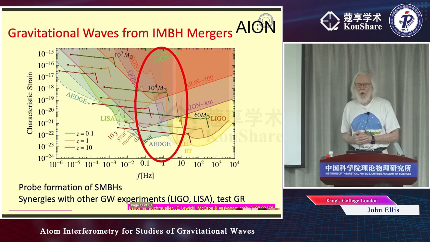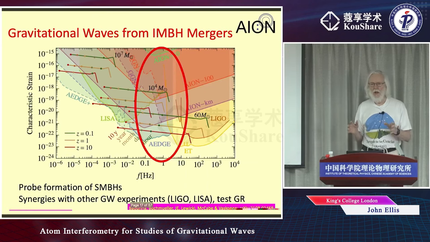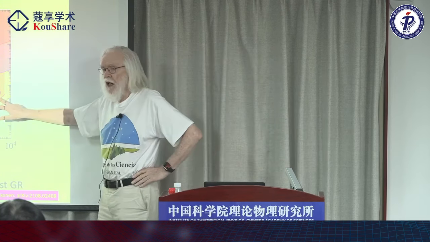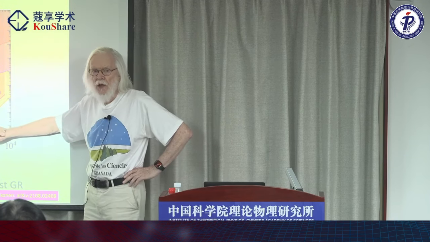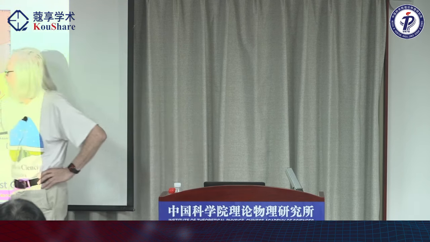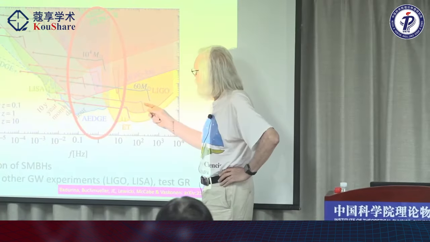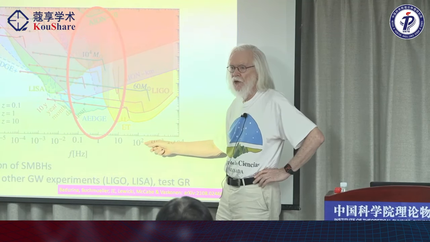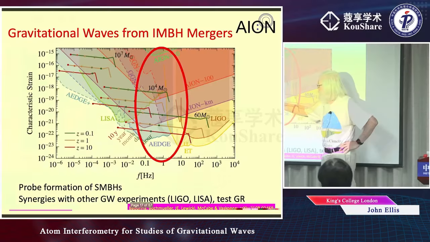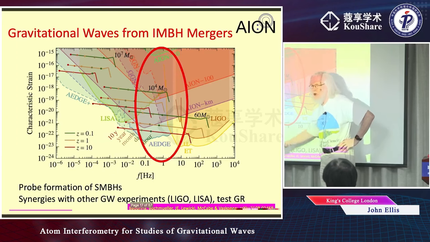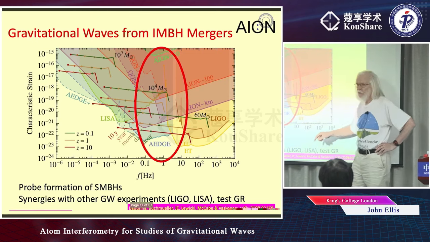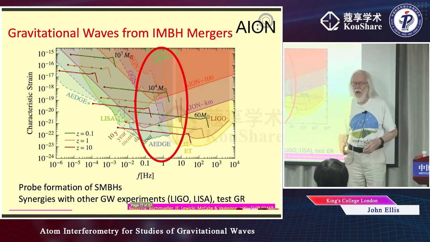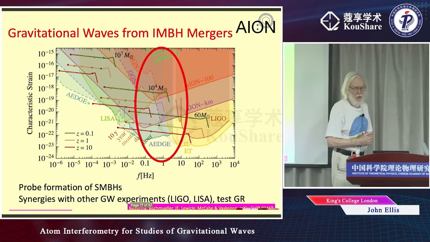Okay. So this is a zoom in on the range of frequencies that we're interested in. Over here on the right, we have the sensitivity of LIGO and the proposed Einstein Telescope. On the left, we have LISA. So these are optimized around 10 to 100 hertz. LISA is optimized around 10 to the minus 2, 10 to the minus 3 hertz. And the gap in between, circled in red, that's where the atom interferometers, we think, have a role to play.